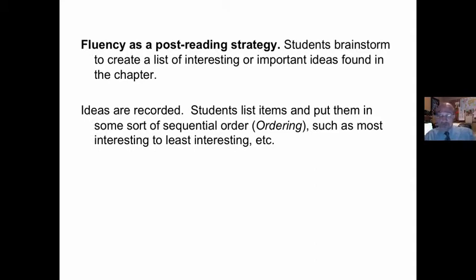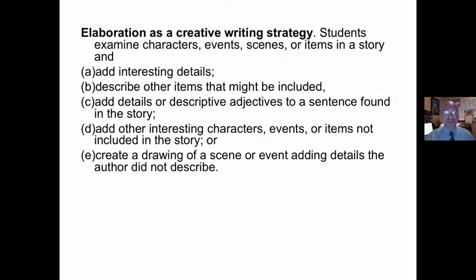Students can list the items and put them in some sort of sequential order. And I'll use the critical thinking skill of ordering. Some criteria might be most interesting to least interesting, biggest to smallest, etc., etc. Elaboration. Students examine a character, event, scene, or item in a story, add interesting details, describe other items that could be included, add details or descriptive adjectives to a sentence, add interesting characters, events, or create a drawing of a scene or event, adding details that the author did not describe.